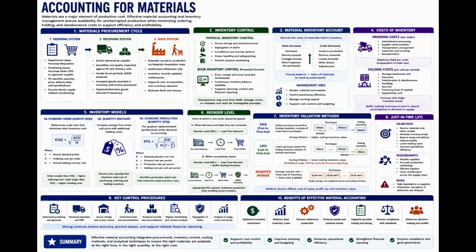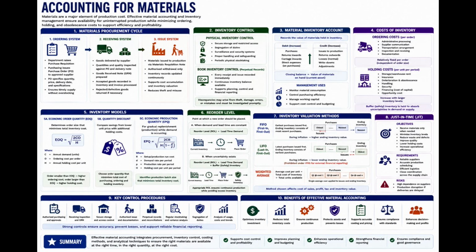The final stage involves the issue of materials from inventory to production departments. Materials are released through authorized materials requisition notes, ensuring that only approved withdrawals occur. Inventory records are updated continuously to reflect quantities issued, facilitating accurate cost accumulation and inventory valuation while reducing opportunities for theft or misuse. Effective inventory management requires strong control procedures to minimize discrepancies between physical inventory and accounting records.